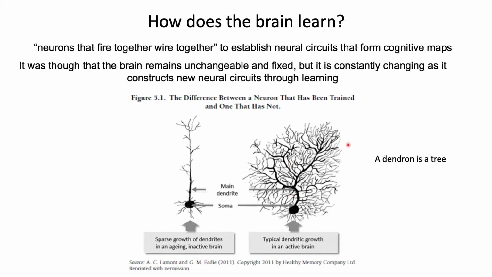It looks like a bunch of branches, and you could see clearly from this image, this is a typical dendritic growth in an active brain, in comparison to an inactive brain that only shows one dendrite. So this whole structure here is known as a dendron, and it is actually translated into the same word as tree. So it actually represents a tree in that sense.